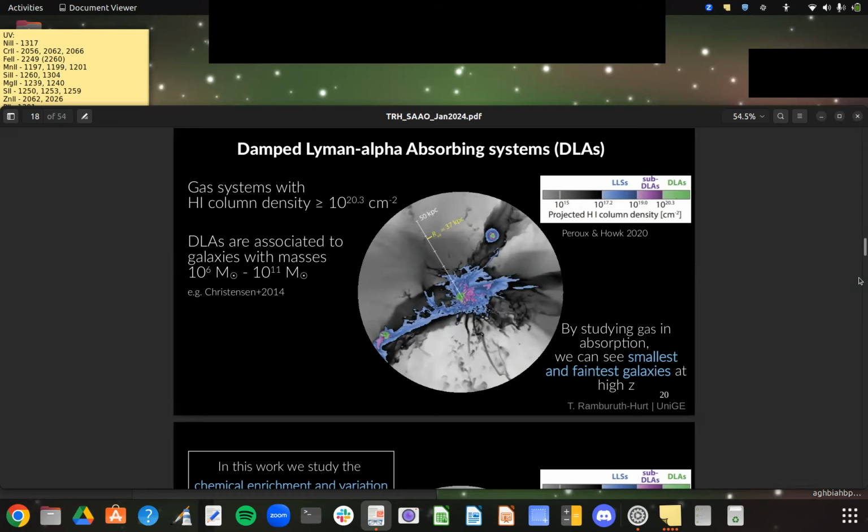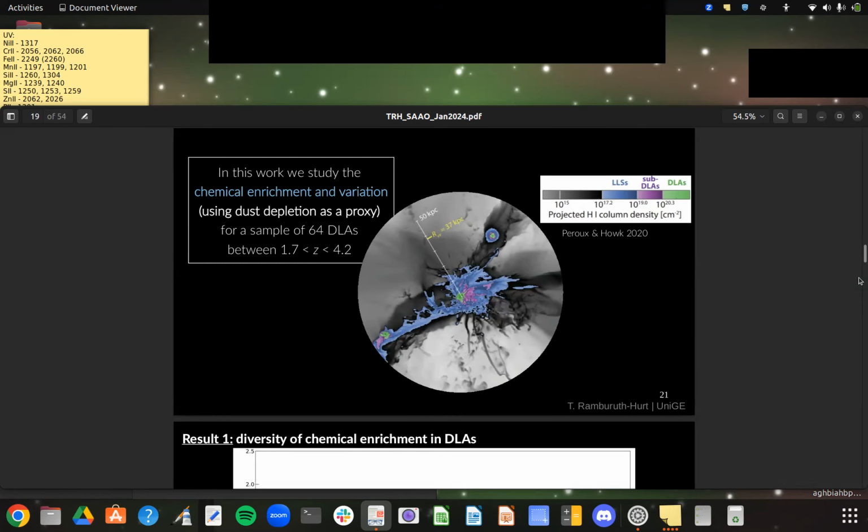When we study DLAs in absorption, we can see the smallest and faintest galaxies at high redshift. And we believe that these are the most numerous galaxies in the universe. So it's very important for us to study them to fully understand galaxy evolution. In this work, we studied the chemical enrichment and variation using dust depletion as a proxy for a sample of 64 DLAs.